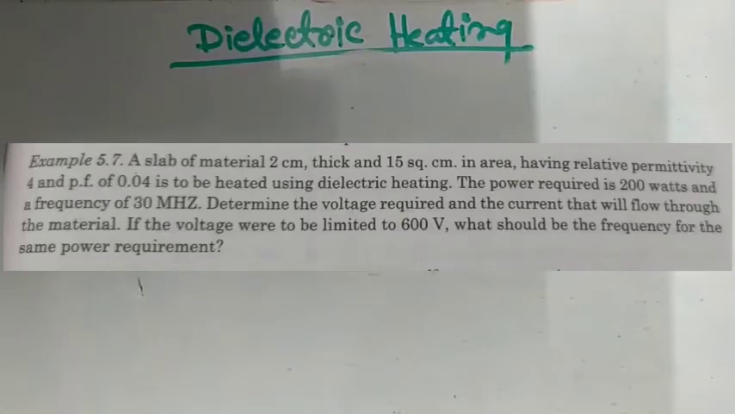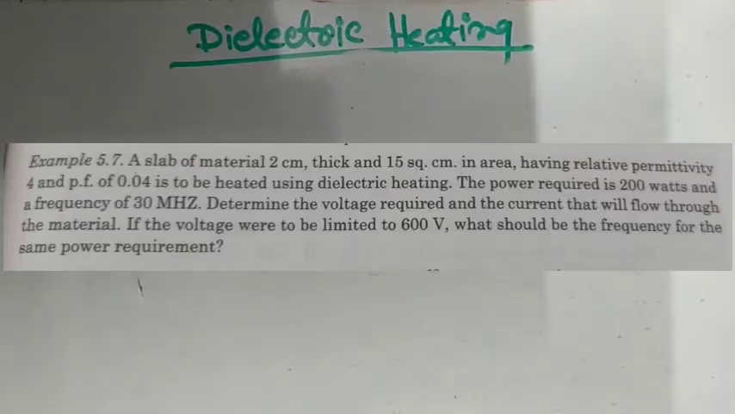Now, a slab of material 2 cm thick and 15 square centimeter in area having relative permittivity 4 and power factor of 0.04 is to be heated using dielectric heating. The power required is 200 watt and a frequency of 30 megahertz. Determine the voltage required and the current that will flow through the material. If the voltage were to be limited to 600 volt, what should be frequency for the same power requirement?